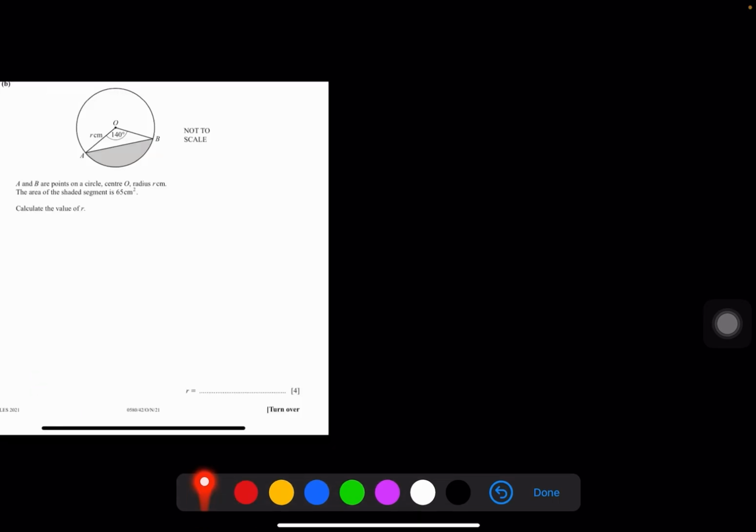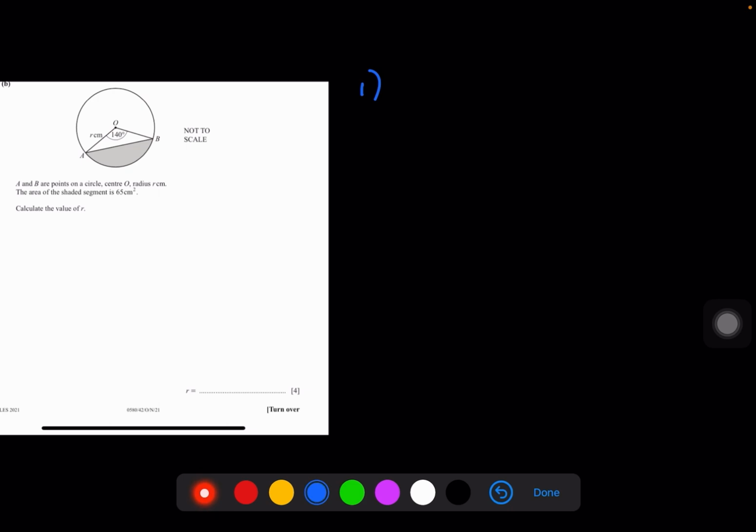That's it. Another example in this paper: A and B are points on a circle with center O and radius R, this one, and the area of the shaded segment, this part, is 65 square centimeters. Calculate the value of R. We have to find the radius. The central angle is given, and firstly, we can find this sector's area.